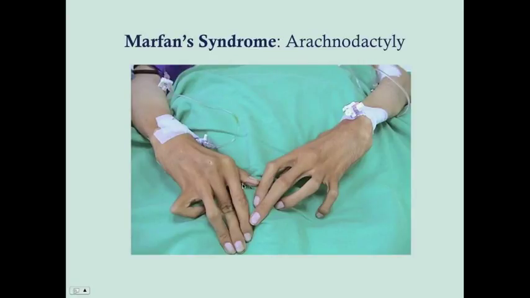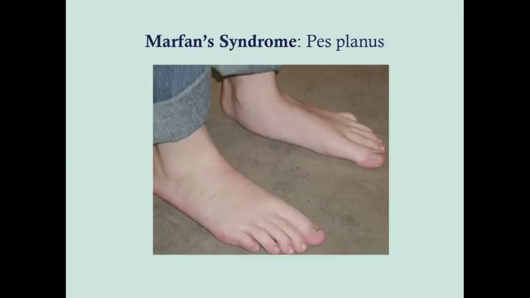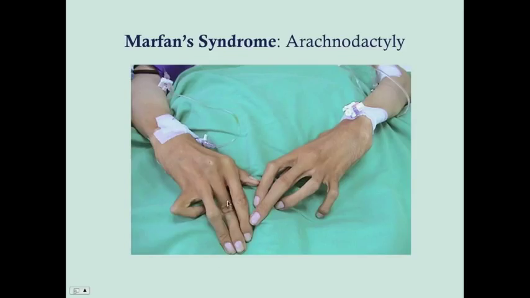So here's the obvious arachnodactyly. And then this is pes planus, so very flat feet. Also you can see arachnodactyly in the toes as well. Now, it's not as common to see arachnodactyly down there. Usually it's more pronounced in the fingers, like in this patient.